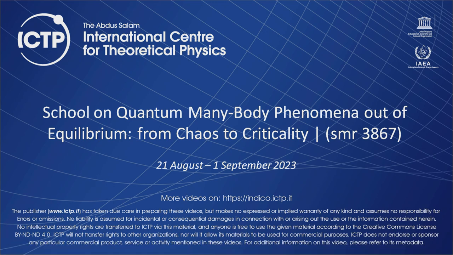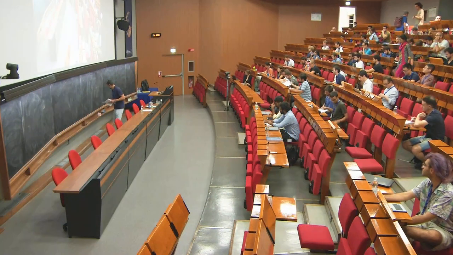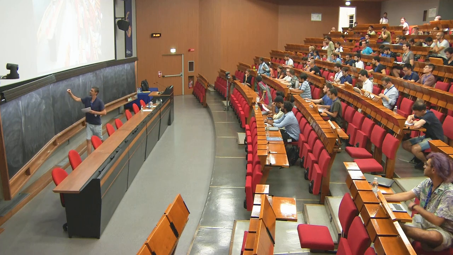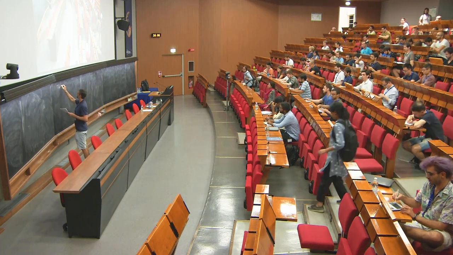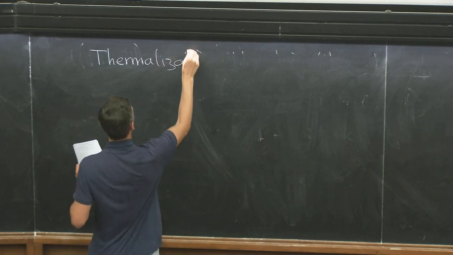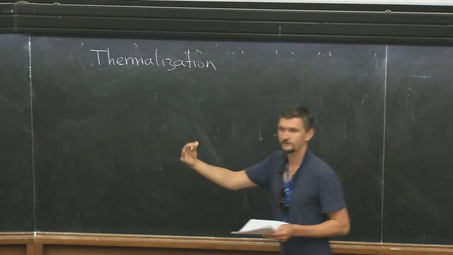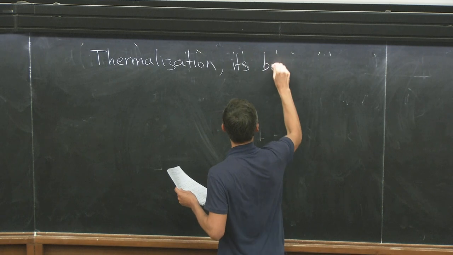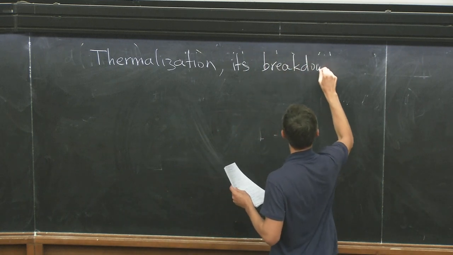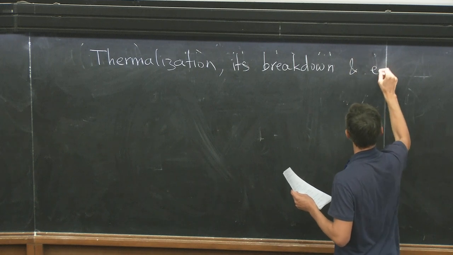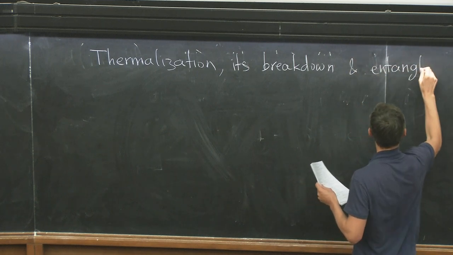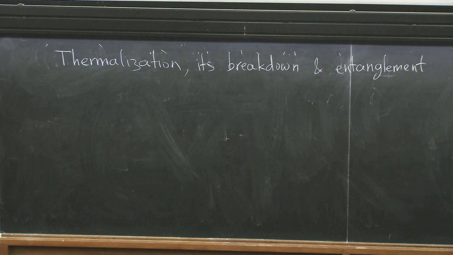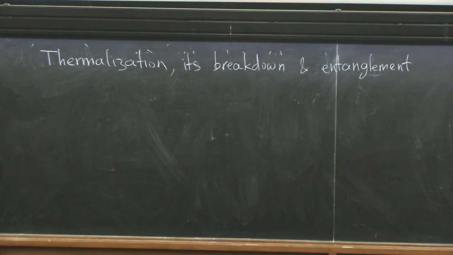So I will tell you about, mostly I will focus on thermalization. Mechanism to avoid it or at least slow it down. So its breakdown. And entanglement. Right, so we will see that somehow entanglement would be a very nice way, an informative way of thinking about these problems.